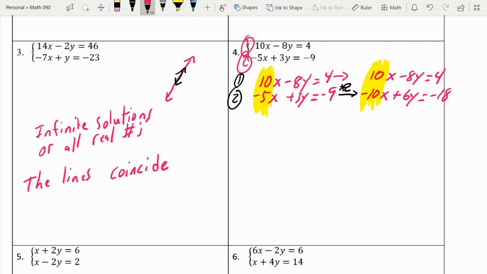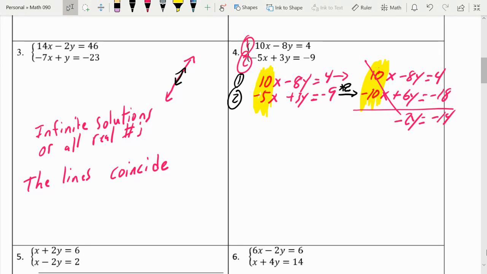Yes. When that happens, we add them together. These cancel out. That's what we want to have happen. We want one of the variables to go away. So now negative 8 plus 6 gives me negative 2y. 4 minus 18 gives me negative 14. I'm just adding those two equations together. I'm doing it at the same exact time. Okay? Add those two together.